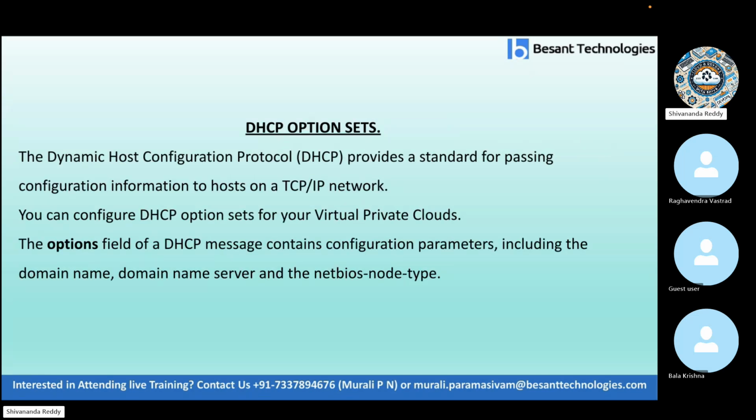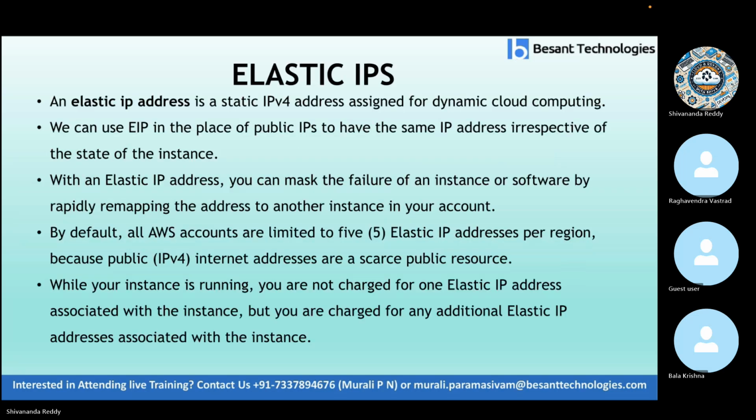Then DHCP options, which we discussed in the last class. DHCP is the Dynamic Host Configuration Protocol, which provides a standard for passing configuration information to hosts on a TCP/IP network. You can configure DHCP option sets for your virtual private clouds. The options field of a DHCP message contains configuration parameters including the domain name server and the NetBIOS node type. Elastic IPs. An elastic IP address is a static IP address designed for dynamic cloud computing.